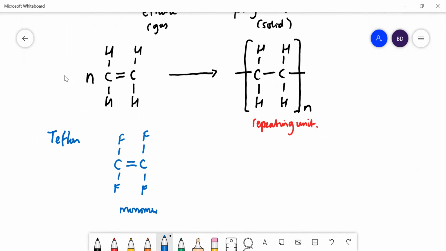Okay, now what's the polymer going to look like? Well, we're going to break the double bond between the carbons, and I'll draw a couple of them here.